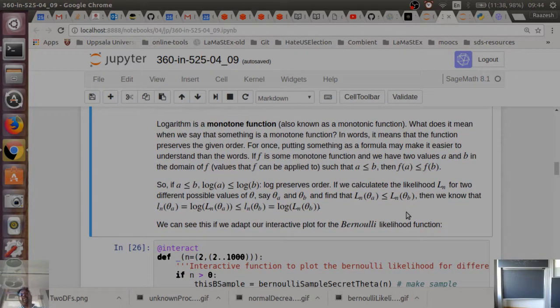So now logarithm is a monotone function, right? So that means it's non-decreasing. So this is what it means. If a is less than or equal to b, then f of a is less than or equal to f of b, right? Because it's like this. So no matter where I go, I take two things, where x is less than y, then f of x is always going to be less than f of y, right?